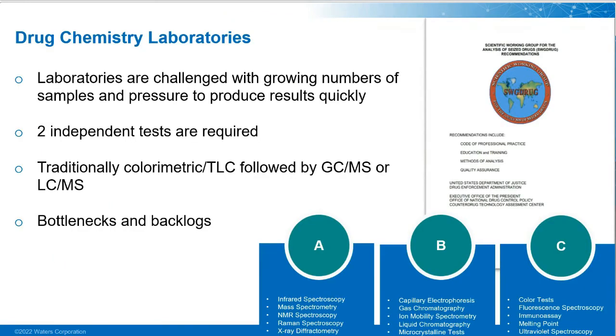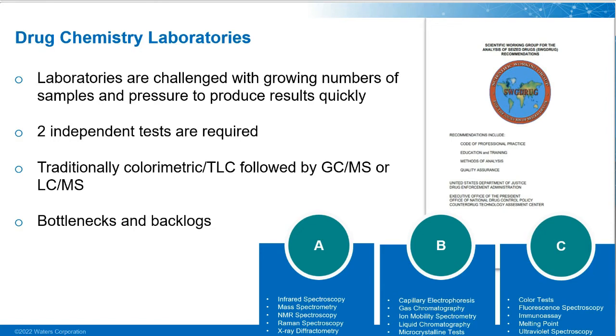Due to the extensive number of samples seized and submitted for analysis, a huge burden is being placed on drug control laboratories currently. Industry guidelines stipulate that two independent analytical techniques should be used to analyze a drug sample that has been seized. Traditional workflows usually comprise a presumptive screen such as TLC or colorimetric tests, followed by a more selective method such as GCMS or LCMS.